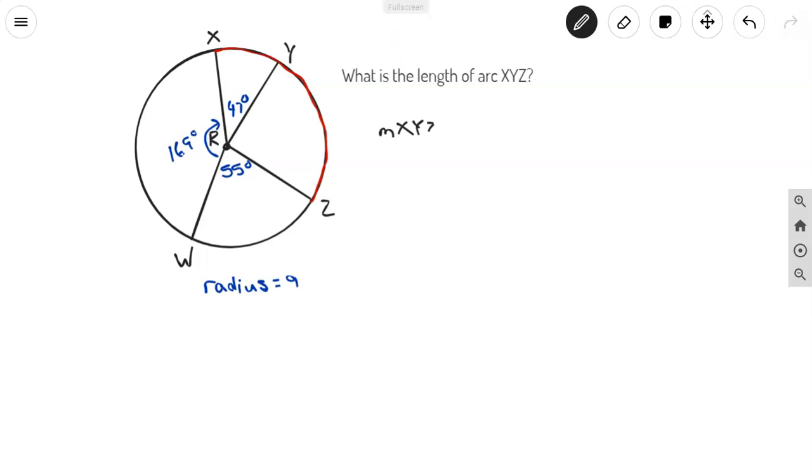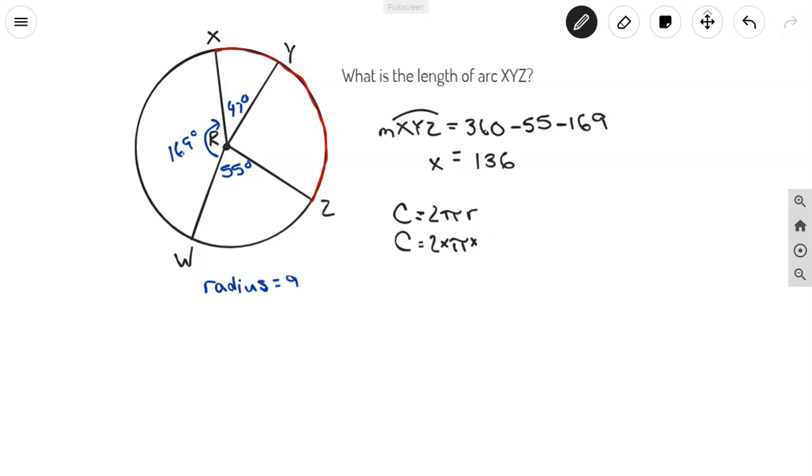So the first thing is we have to know what the measure of arc XYZ is. We know the total is 360. The pieces I have, if I subtract them all, I would end up with the ZY. So in this case, I only subtract 55 and 169 because I need the XRY and the YRZ to find out that my degree is 136.